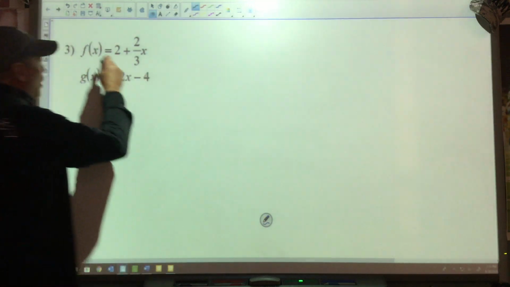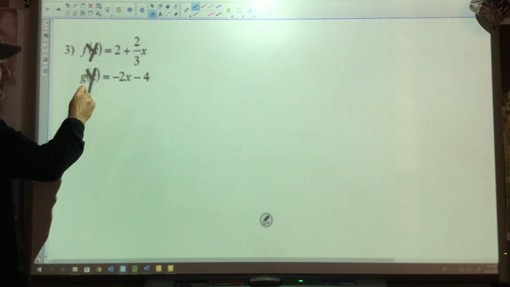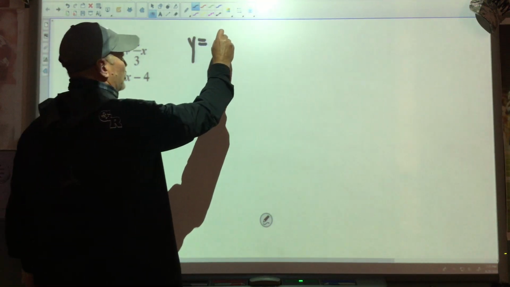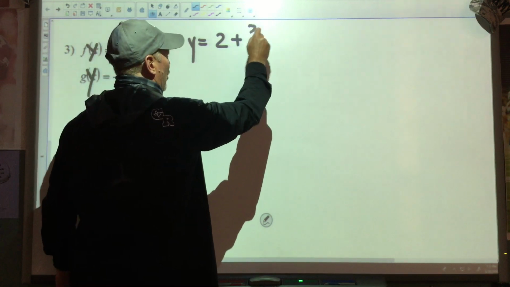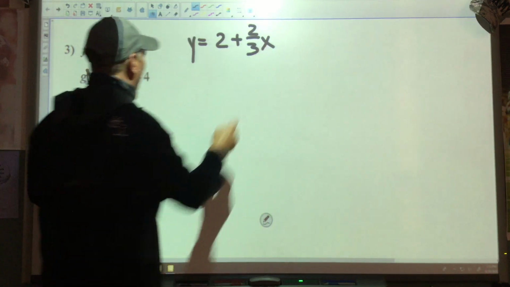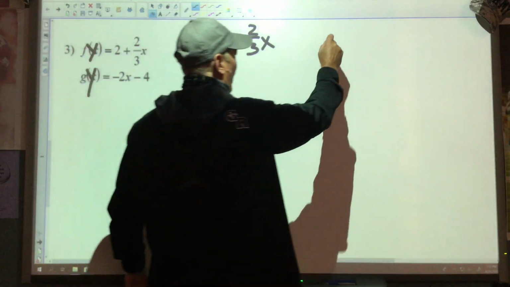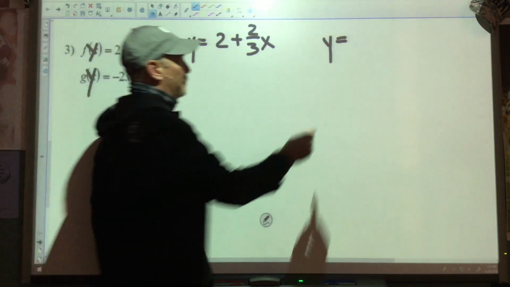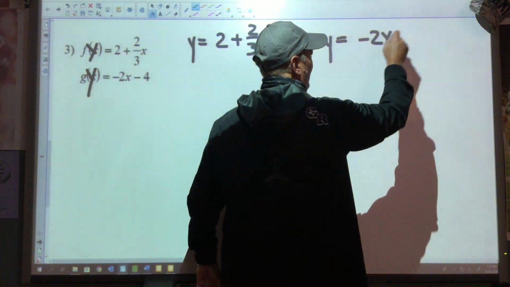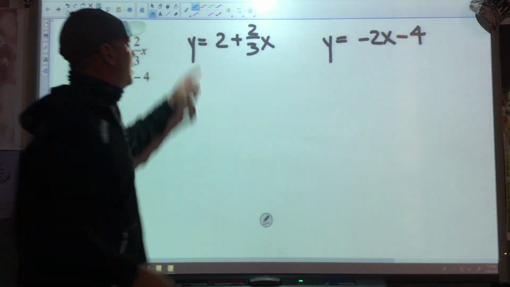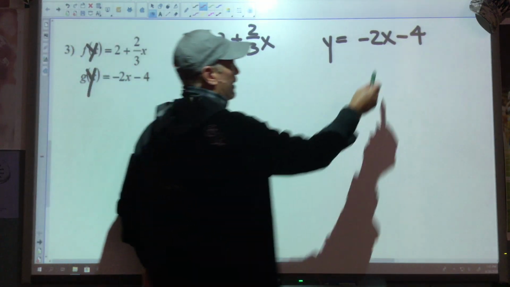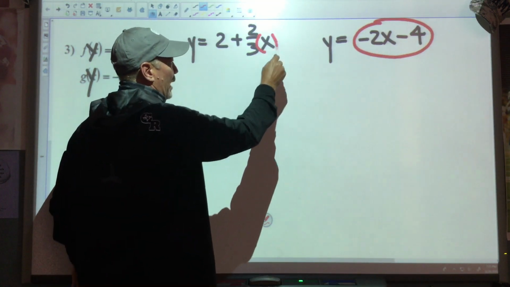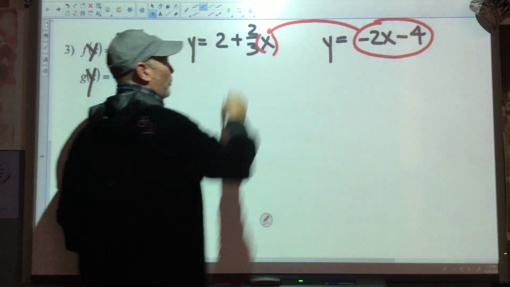So these are our y's. We're going to change these to y's. We're going to copy them side by side. We're going to say that y equals 2 plus 2 over 3x. This equation is going to be y equals negative 2x minus 4. We said that we were going to take this piece and substitute it right there. We're going to take this and sub it in right there.